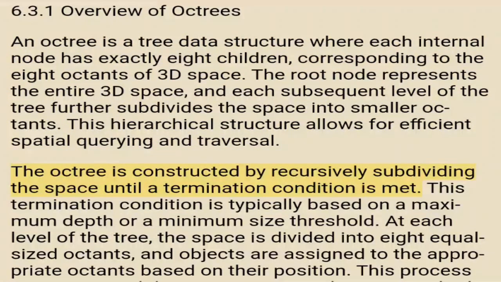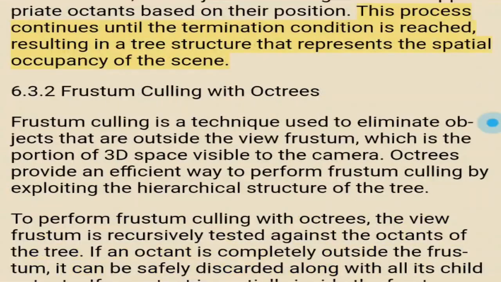The octree is constructed by recursively subdividing the space until a termination condition is met. This termination condition is typically based on a maximum depth or a minimum size threshold. At each level of the tree, the space is divided into 8 equal-sized octants, and objects are assigned to the appropriate octants based on their position. This process continues until the termination condition is reached, resulting in a tree structure that represents the spatial occupancy of the scene.